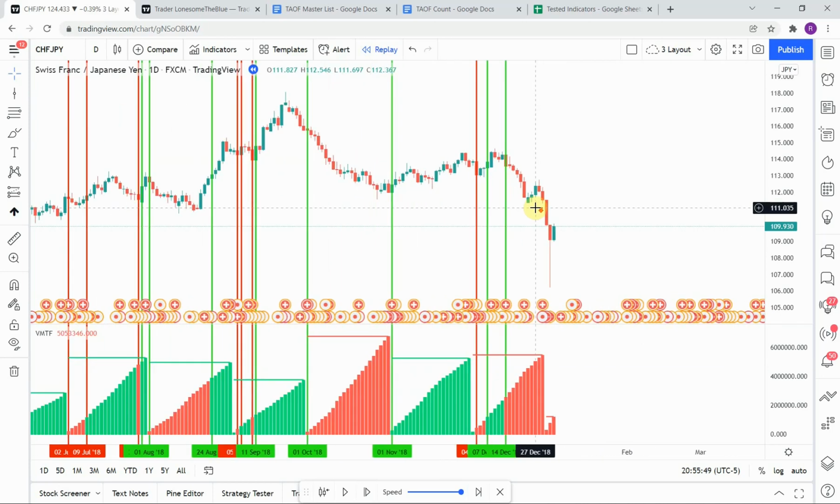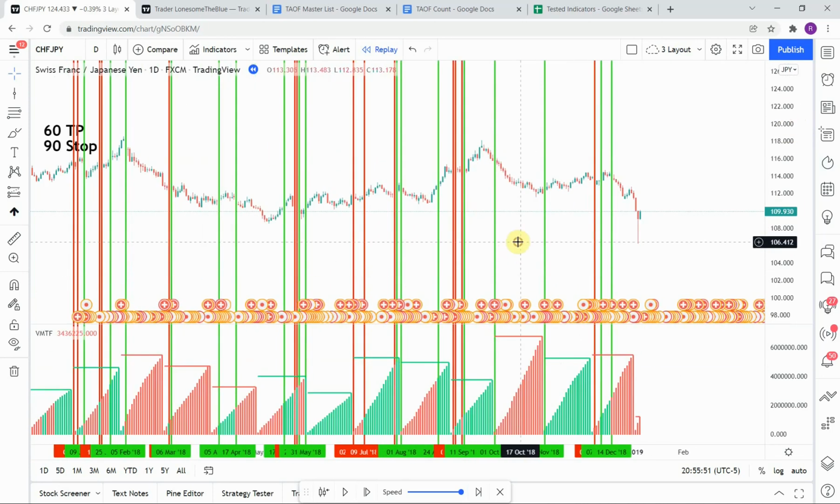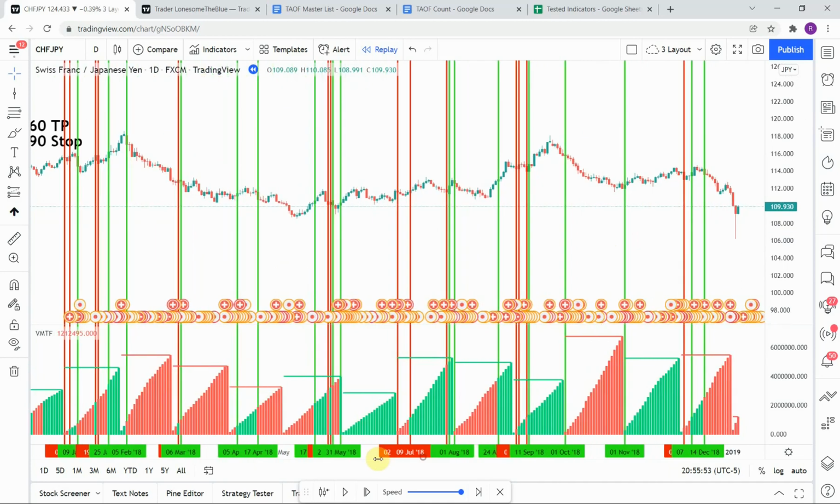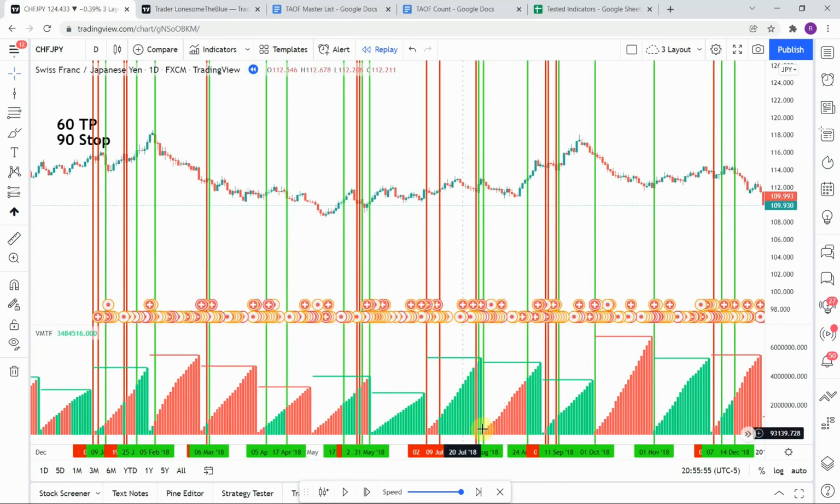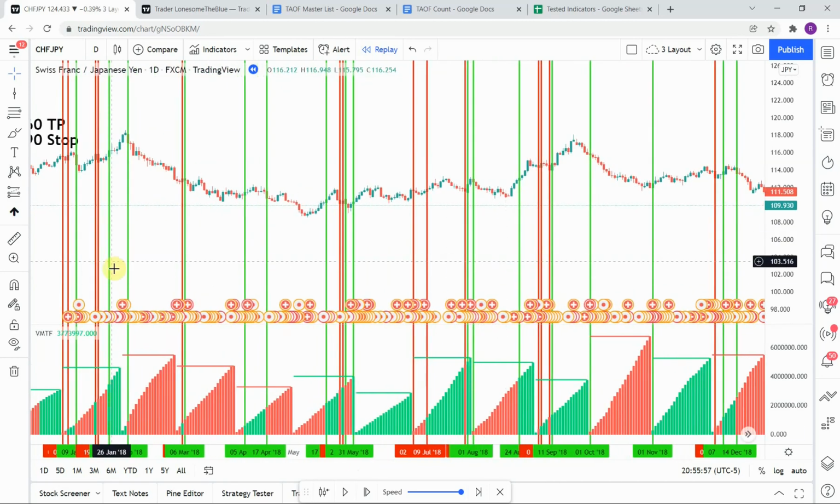All right, let's go ahead and take a look at our indicator here. There and there. All right, let's go ahead and count these out and see what we get out of this.